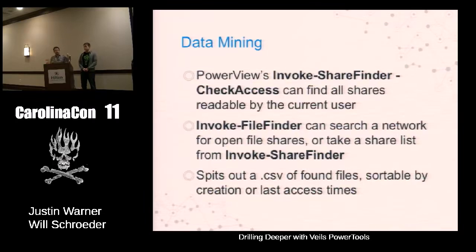But now with PowerView, you can do Invoke-ShareFinder -CheckShareAccess. This will spit out every single share on a network that your user has read access to. Just dump it all into a list. Taking it one step further, you can do Invoke-FileFinder. This will do the equivalent of a dir /s recursive listing, but it filters for file names with specific wildcard terms, so things like password, config, admin, things like that. So you can run this on every single share that you have access to, across an entire Windows network. It'll dump out a CSV file telling you these are all the interesting files that you should go check out. You can also sort them by last access time and creation time to triage what you actually want to go after.